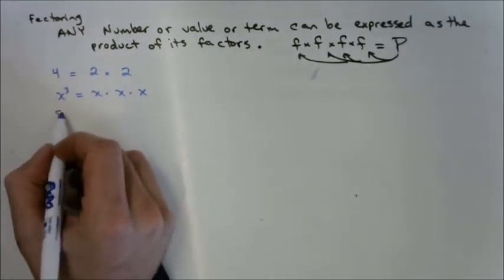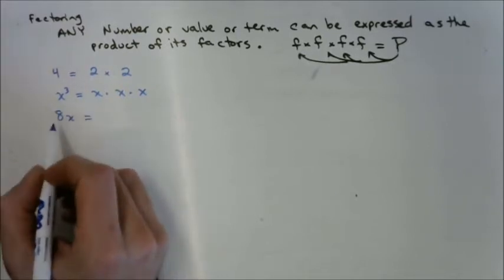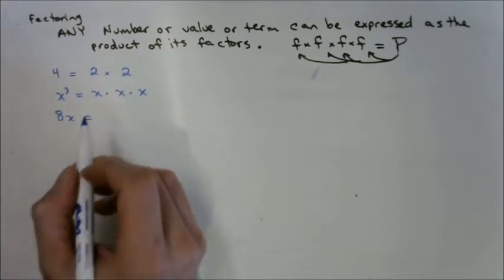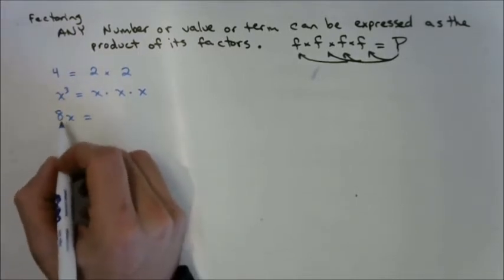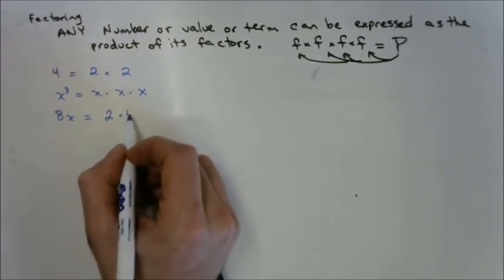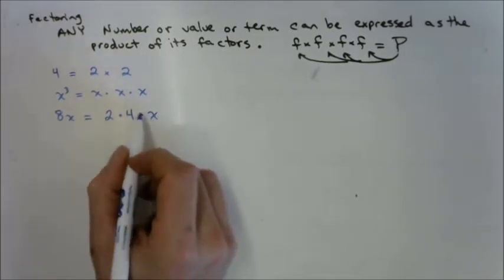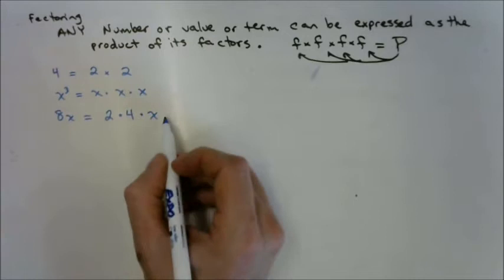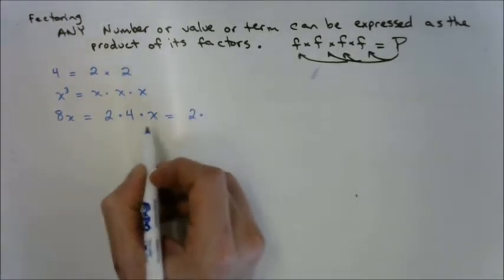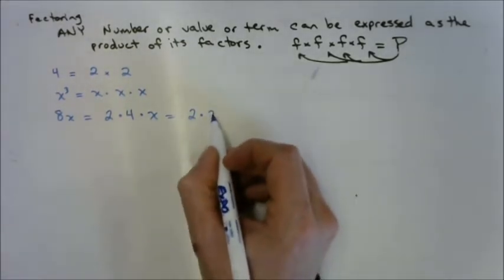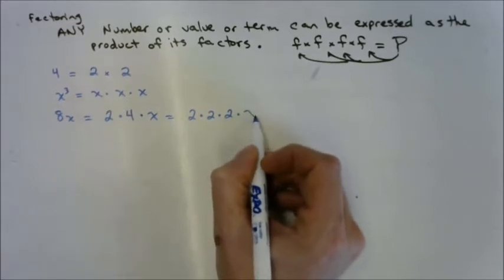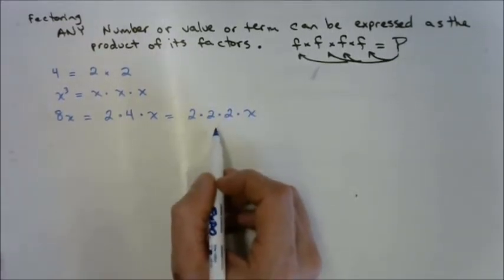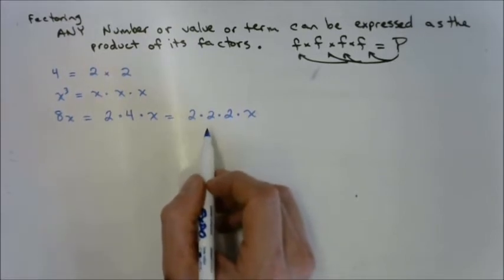Something like 8x, a number and a variable, can be expressed as the product of its factors. I could break up this 8 into 2 times 4. This is an expression that has the exact same value as 8x. It's split into 3 factors. I could split it further because I can split this 4 up into 2 times 2, so 2 times 2 times 2 times x. Now it's split into its prime factors. This is the smallest factorization you can do with 8x.